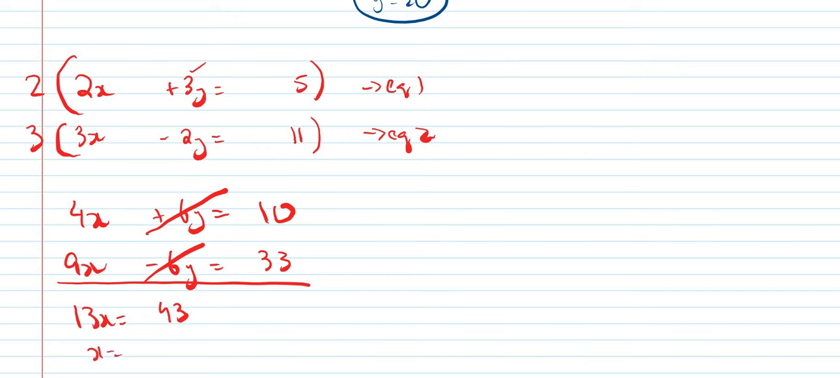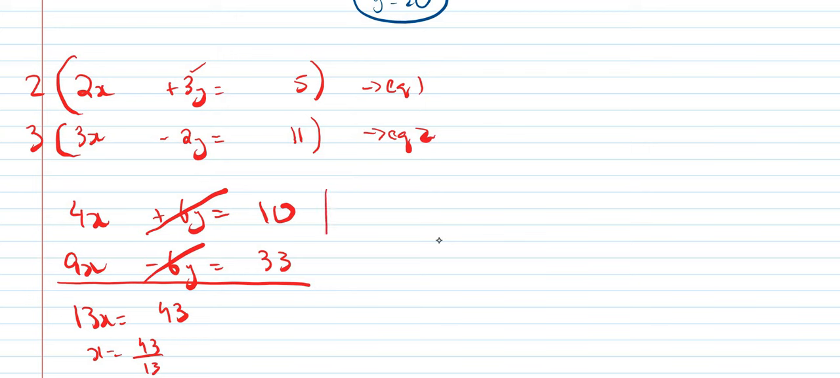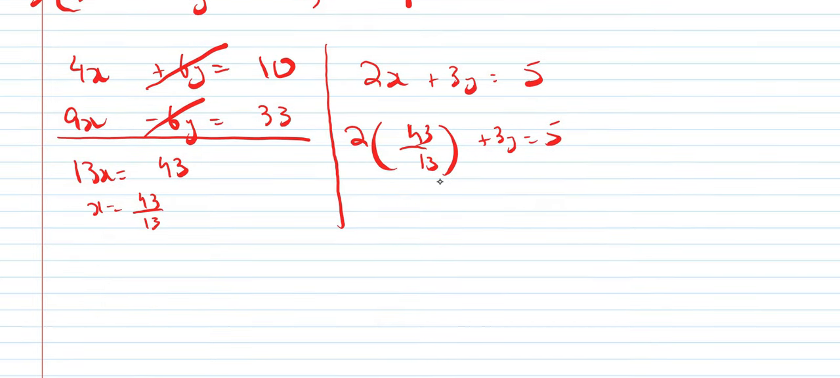So x is equal to 43 divided by 13. I don't think they can be divided any further, but let me check. Yeah, I don't think so. Okay, never mind, it's all right. Now use the first equation if you want. You can use either the first or the second. Let's use the first: 2x plus 3y is equal to 5. In place of x you will write 43 upon 13, plus 3y is equal to 5. 2 multiplied by 43 is 86 upon 13 plus 3y is equal to 5.